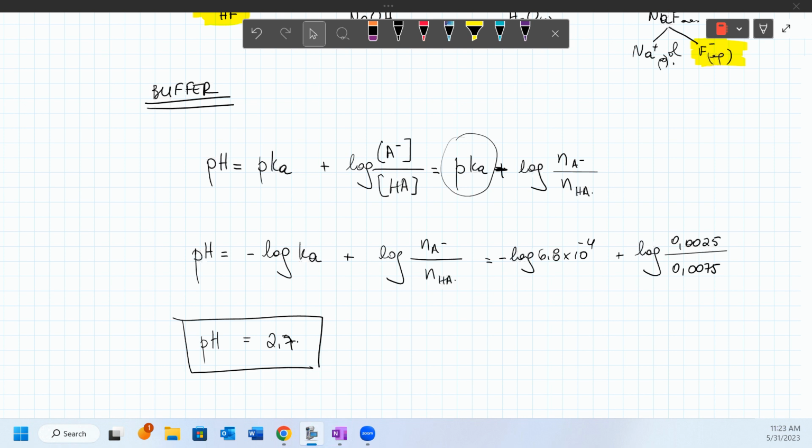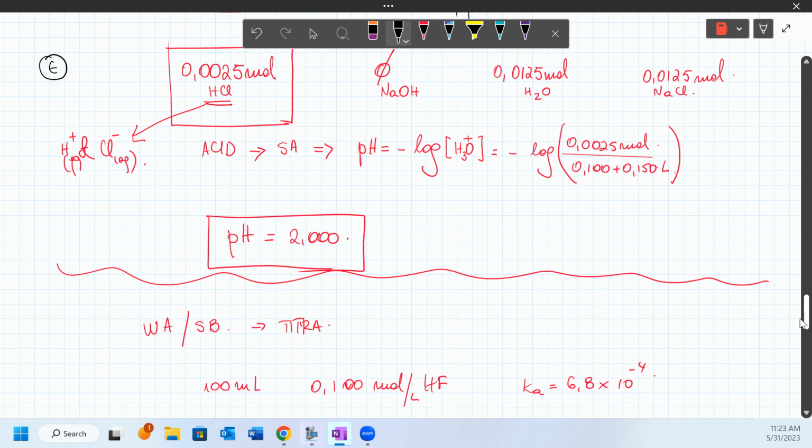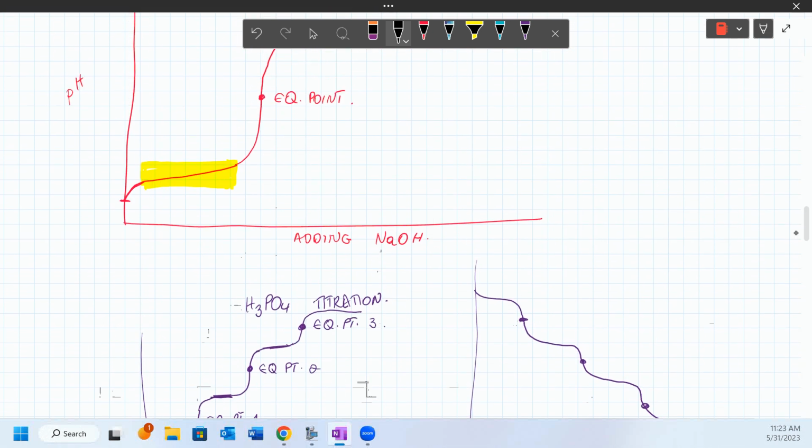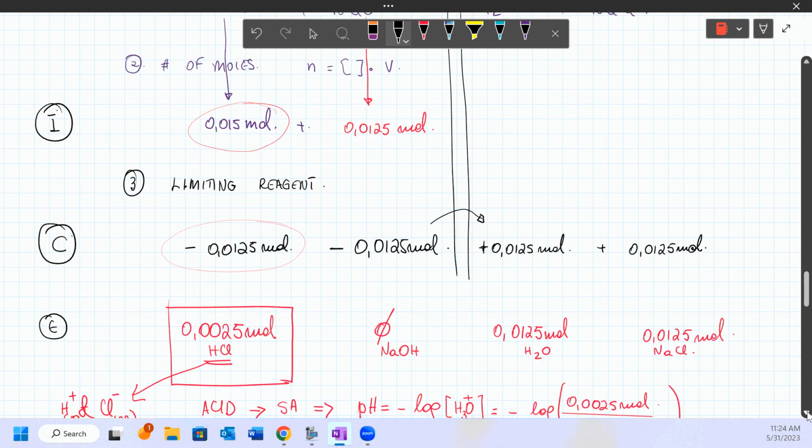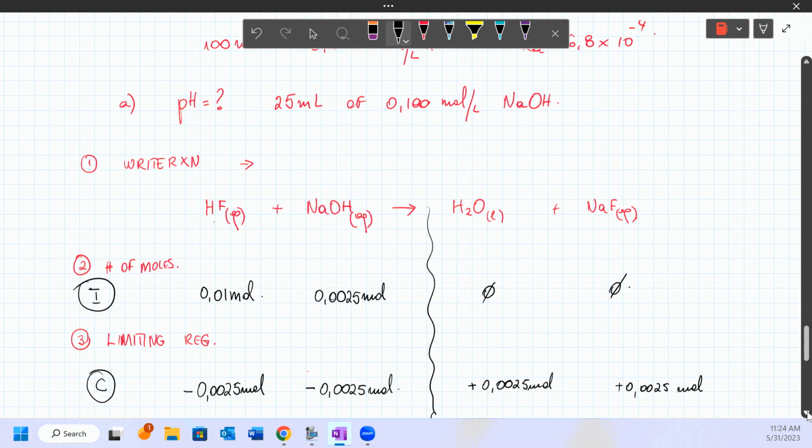Okay, so now let's see a case when we are at the midpoint, so we are adding half of the volume needed to reach the equivalence point. It is kind of important that when we are looking at the graph here, if the equivalence point is somewhere in here, at this volume, then the midpoint is the half volume of the equivalence point. And this is what we will do now. So we'll continue with this question, when we had the weak acid and strong base titration.